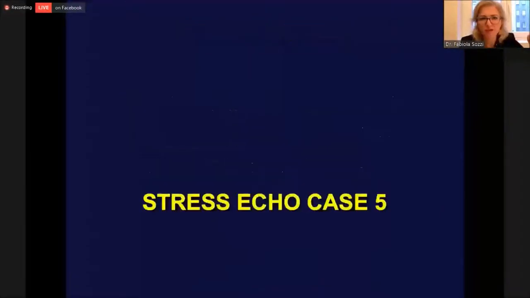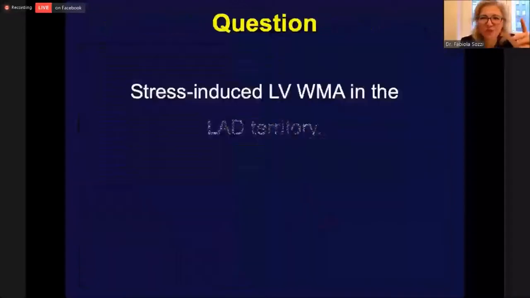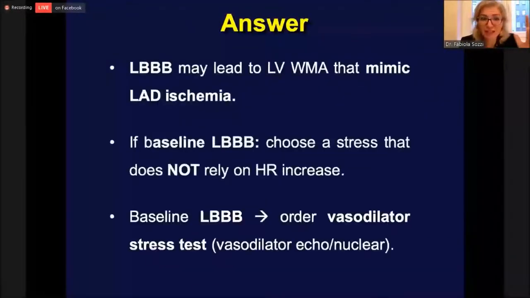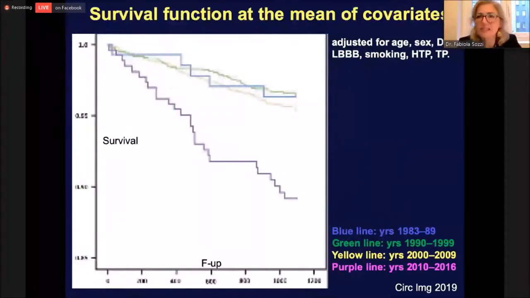I forget the next case, but I want to go to the prognostic value. We said at the beginning, 40 years of history. What can we say in terms of survival? This is a study of last year, one center, 5,900 patients, 35 years of experience in dipyridamole and dobutamine stress echo. And what do they say?